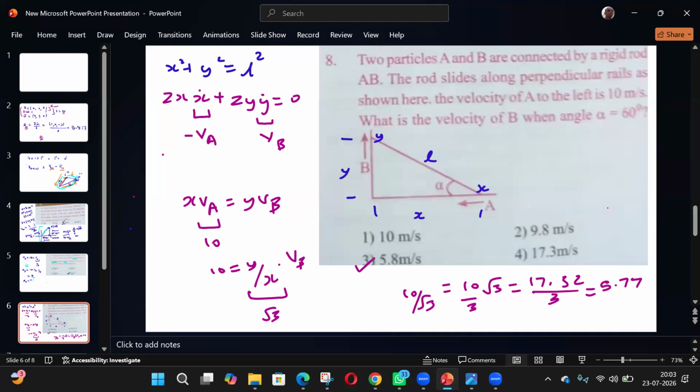So it's 10 by root 3. Rewrite as 10 by 3 into root 3, because this is easier. And root 3 is 1.732. So 10 times that will be 17.32 by 3, which you can divide easily. Check the answer given.